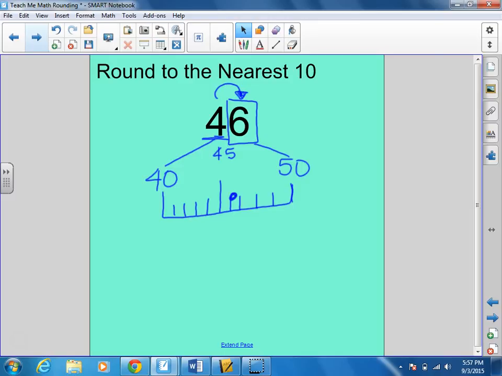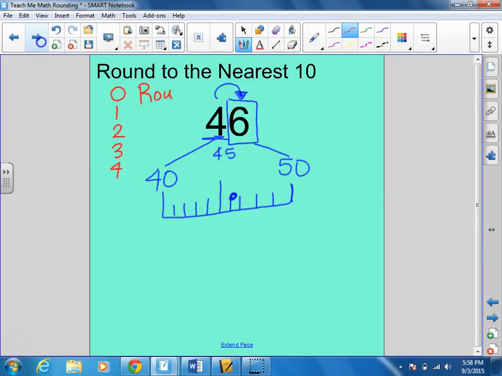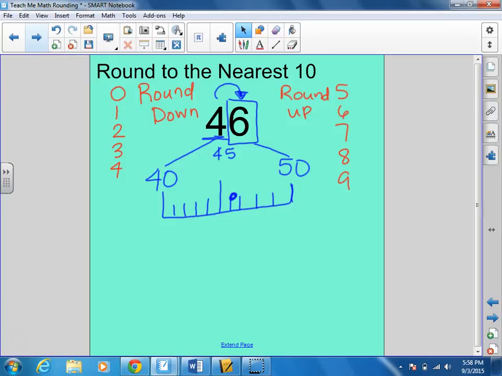The rounding rules say any digit that is 0, 1, 2, 3, or 4 will always round to the lower number. Any digit in the box, our rounding number, that is 5, 6, 7, 8, or 9 will round up to the higher value. As we can see, 6 is the rounding number, and although it's in the middle, it still rounds up.